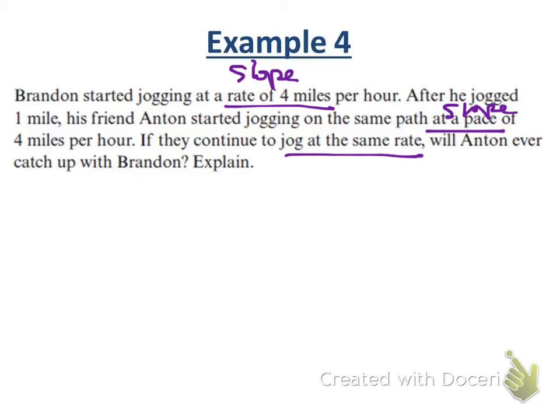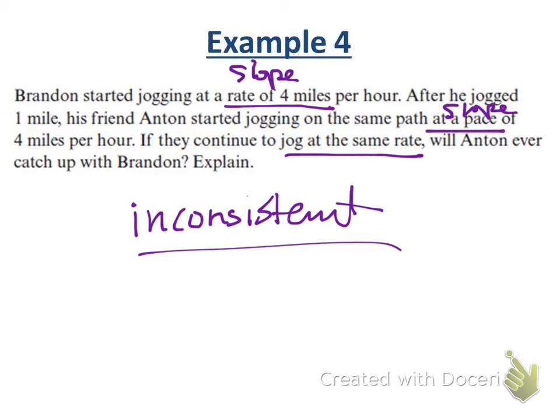If the slopes are the same, then we are going to have an inconsistent system of equations. The two runners will never intersect each other. The first runner would have to slow down, or the second runner would have to speed up in order to have an intersection.